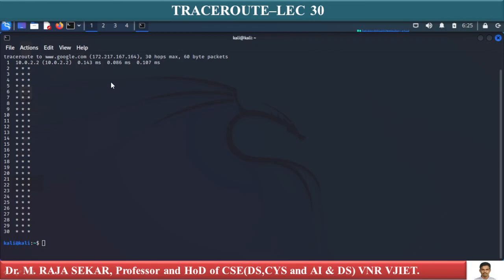Now we will try to understand how to read a traceroute report. This is the traceroute report. What does it mean? We will try to understand hops and RTT. RTT means round trip times. That is what people basically call RTT, round trip times.